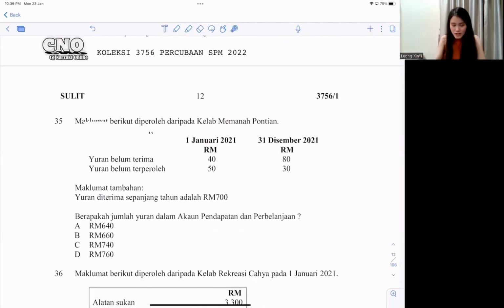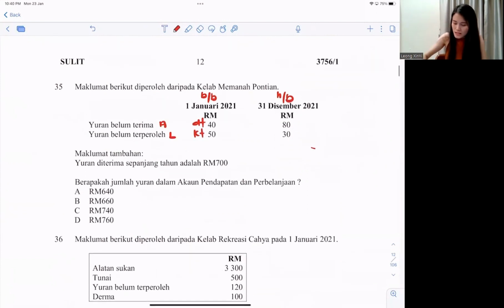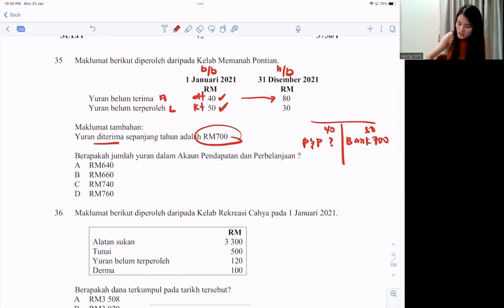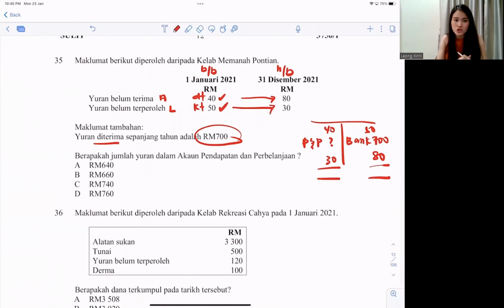All right, so this is a club question. They give you yuran. We're talking about yuran, account yuran. Okay. BB, HB. Asset, liability. So assets go to the debit, liability go to the credit side. So you're going to see like a T-shape. You see 40 ringgit, 50 ringgit. Done. Next, menerima. So it's bank, 700. P dan T is the one you want to find. It's going to be sitting here. While you will see this one sitting across of 40, 80 ringgit here, while 50 and 30 sitting across of each other. All right, so we can now find our yuran sebenar.